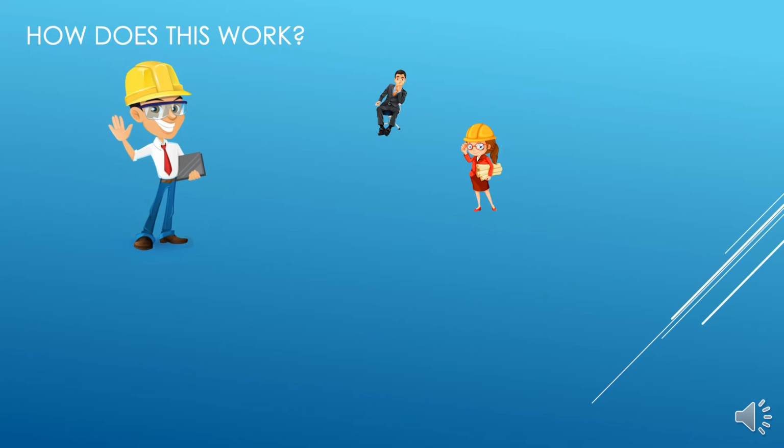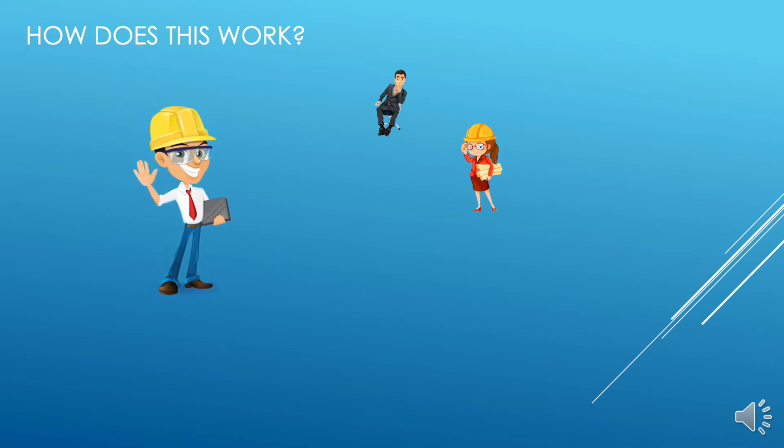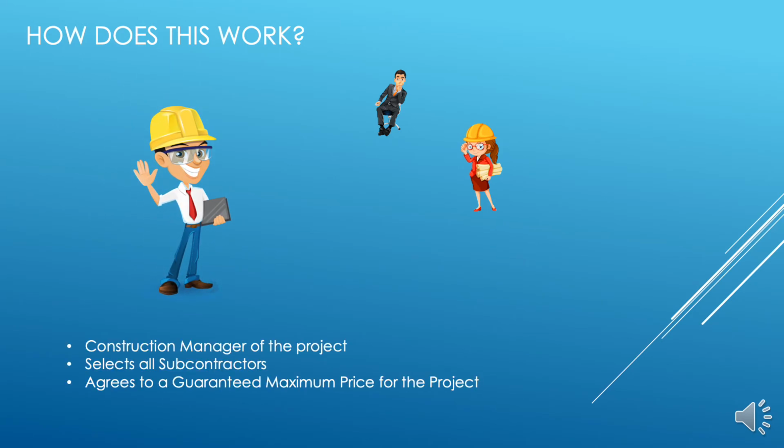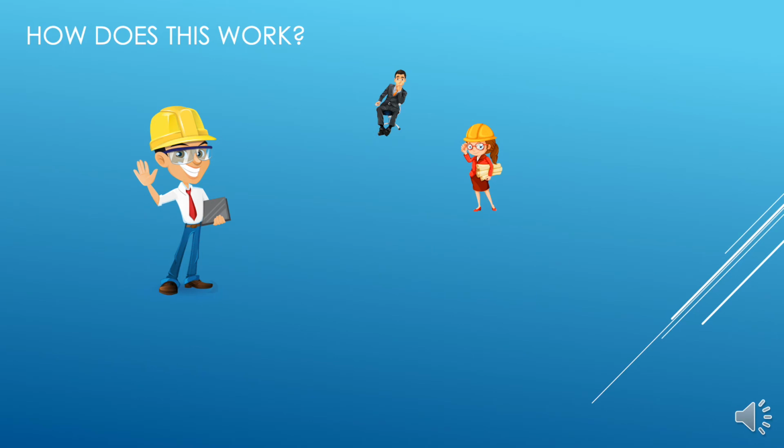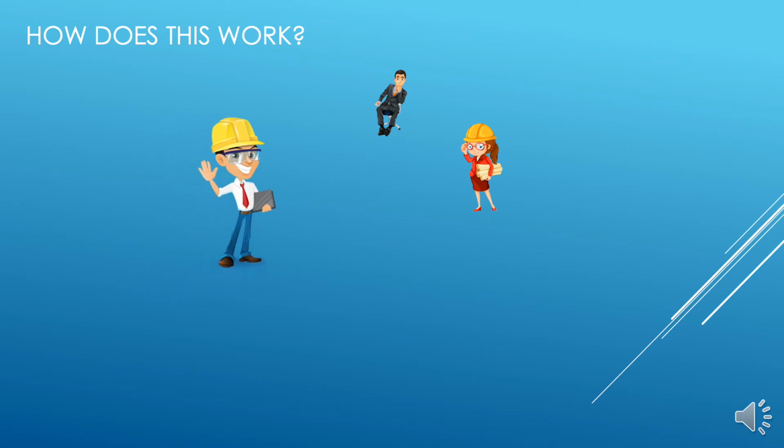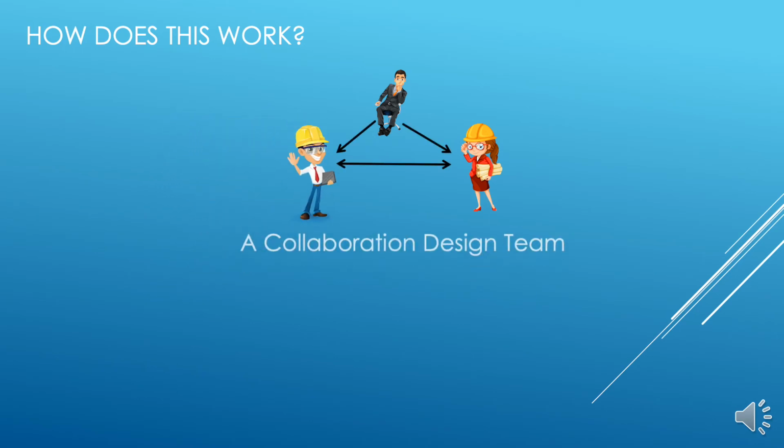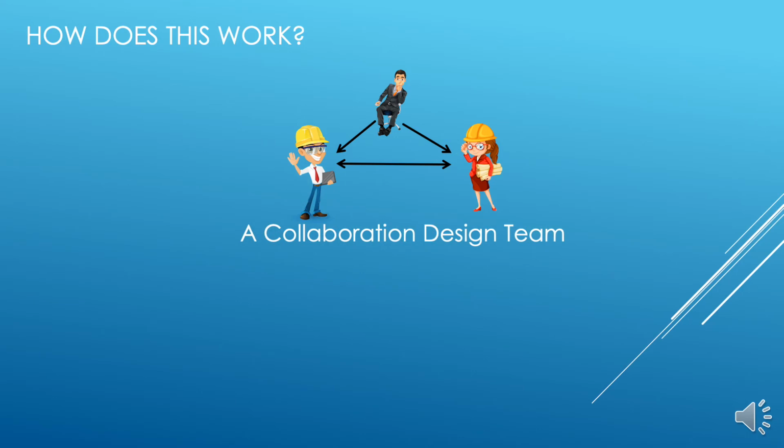The construction manager is responsible for the means and the methods of the project. They select all subcontractors and material suppliers and agree to a guaranteed maximum price for the project. Bringing the contractor and the architect on at the same time creates a unique design team.